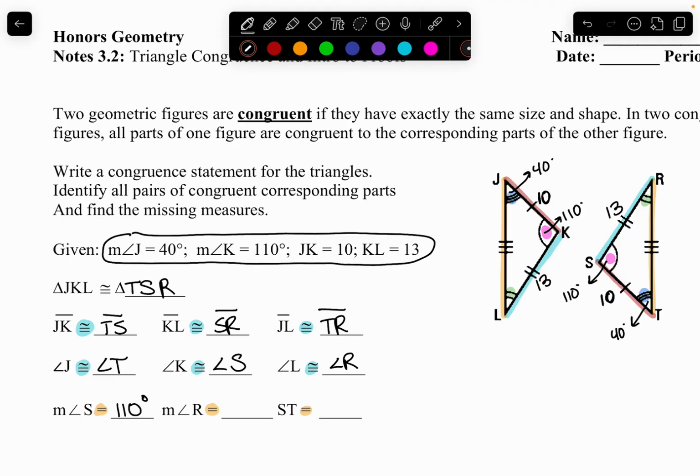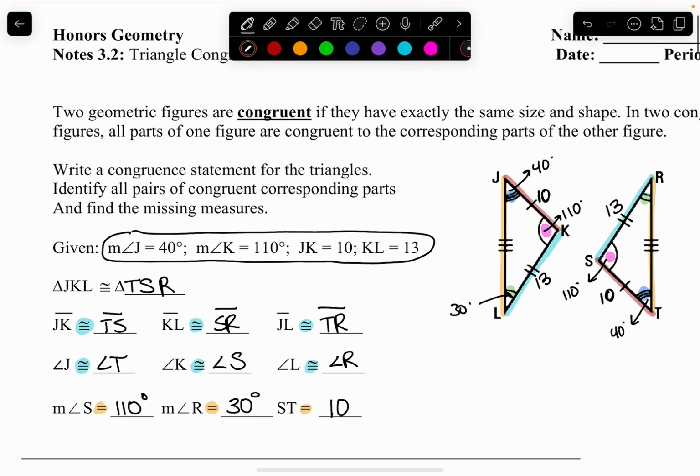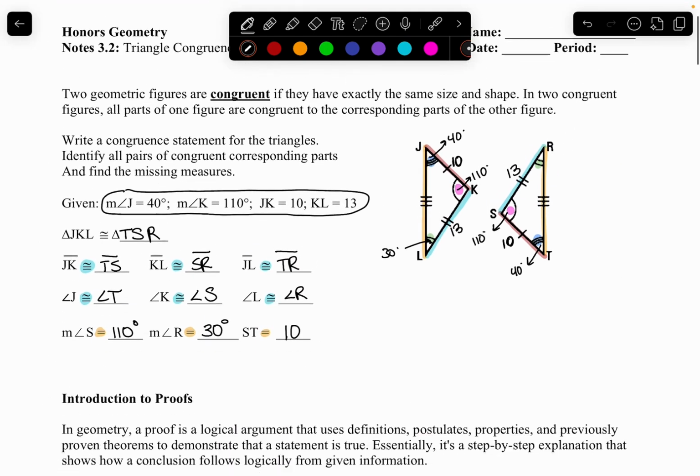We don't know what angle L is, but we do know that we have a triangle. So I am going to pull out my calculator, and I'm going to do 180 minus 40 minus 110, and I get that this angle down here is 30 degrees, which means that the measure of angle R will also be 30 degrees. And then the segment ST is congruent to the segment JK. Both of those are going to be 10, and that is what you have to do for a problem like this. Okay, not too bad.